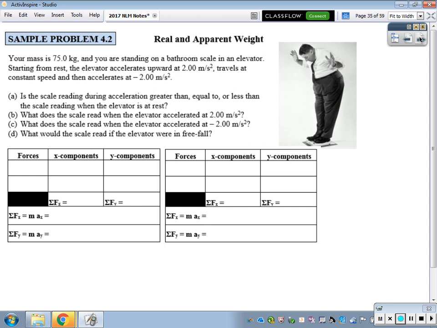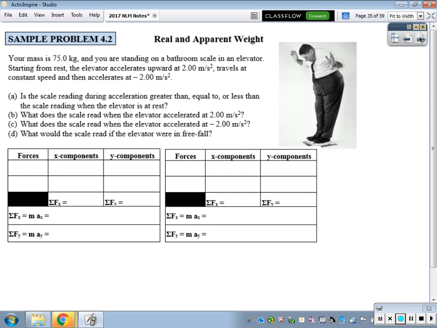We're going to talk about the concept of real and apparent weight. Real weight would be, as I stand here, the downward force that I end up applying on the ground. In English standard, I'm almost exactly 200 pounds, so I have 200 pounds of force that pushes down onto the ground. We convert that to newtons and go that direction.